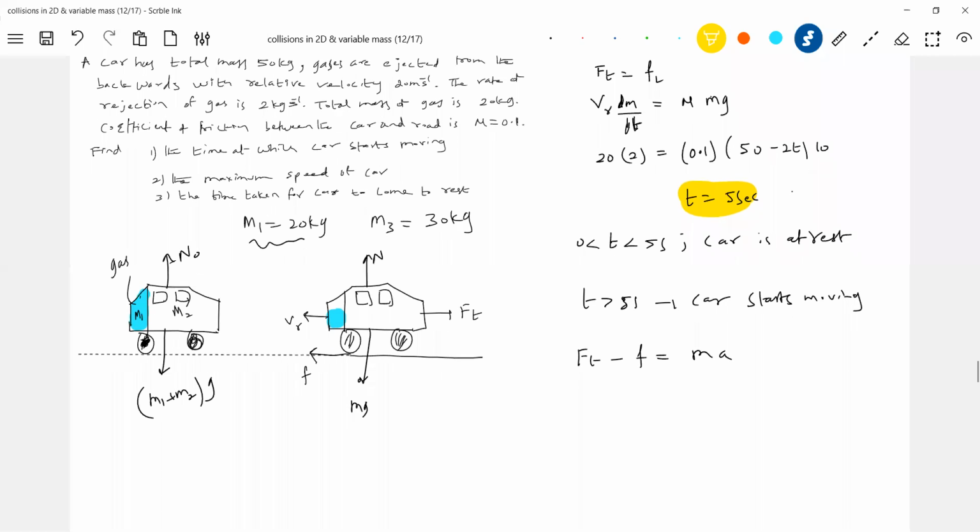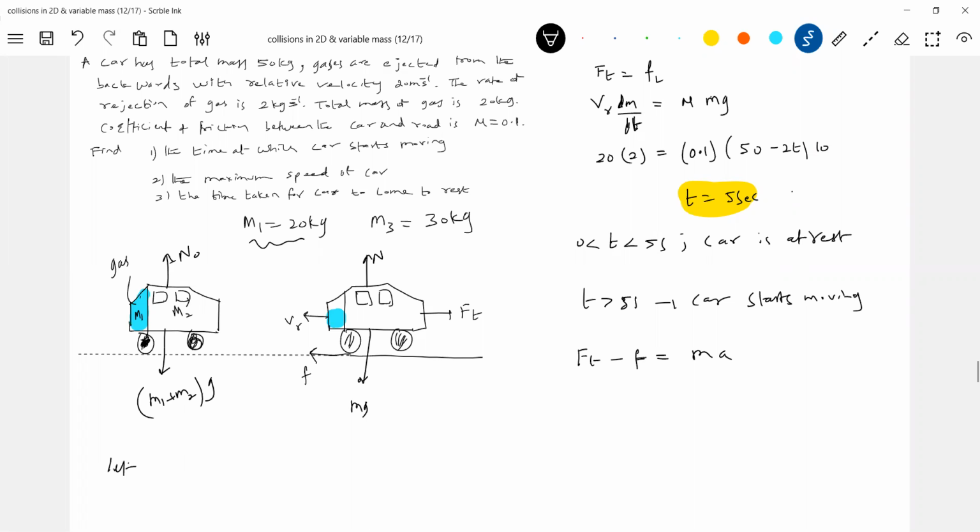How to calculate the maximum speed of the car? When will the maximum speed be attained? When all the fuel is burnt, no? When all the fuel is burnt, then the car will attain maximum speed. Am I right? Because the thrust force will continuously act and the friction will be decreasing. How to calculate the time taken for all the fuel to burn? The mass of the fuel is 20 kg, and for every 1 second, 2 kg is burned. So what is the time taken for all the fuel to burn?